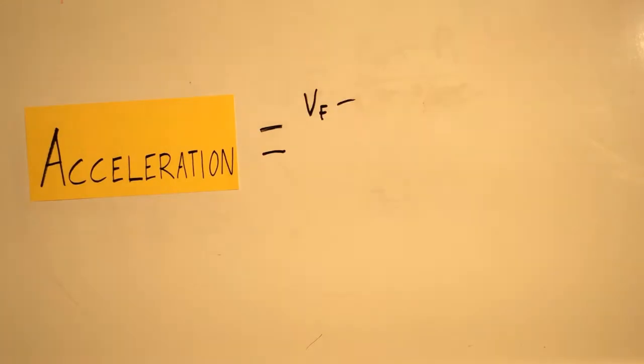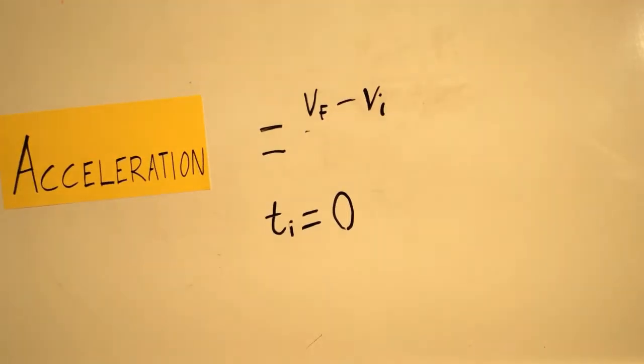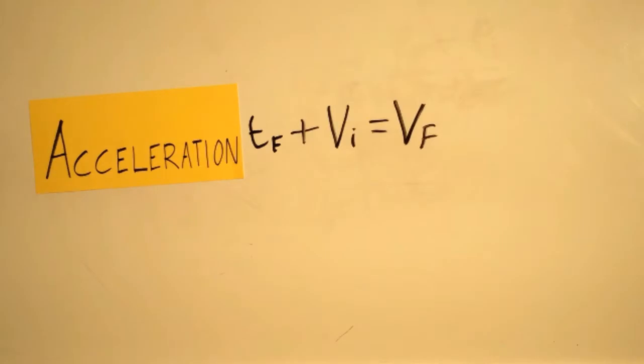Now time to derive the equations of kinematics. We can start off with the definition for acceleration. Since time always goes forward, the initial amount of time at the beginning is 0. This allows us to manipulate the equation to look like v final is equal to v initial plus at.